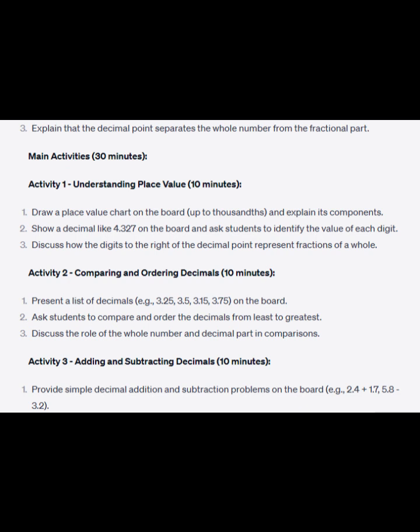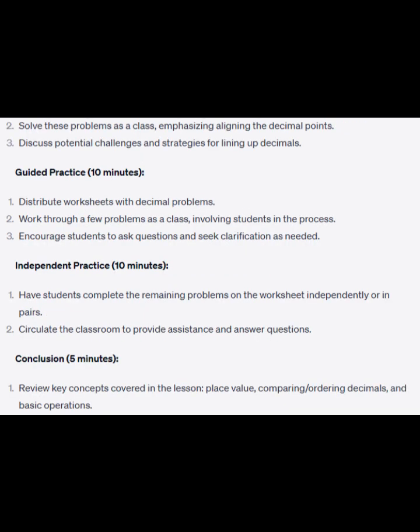Activity 3, Adding and subtracting decimals, 10 minutes. Provide simple decimal addition and subtraction problems on the board, e.g., 2.4 plus 1.7, 5.8 minus 3.2. Solve these problems as a class, emphasizing aligning the decimal points. Discuss potential challenges and strategies for lining up decimals.